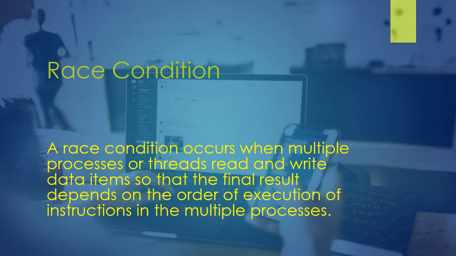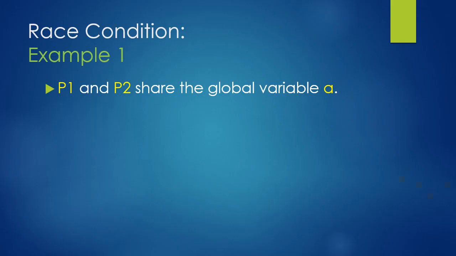Now I introduce a new term to you, race condition. A race condition occurs when multiple processes or threads read and write data items so that the final result depends on the order of execution of instructions in the multiple processes.